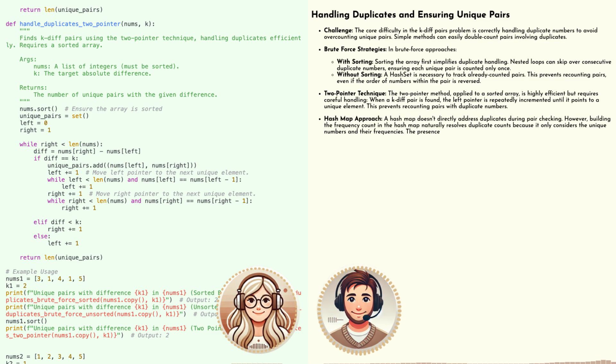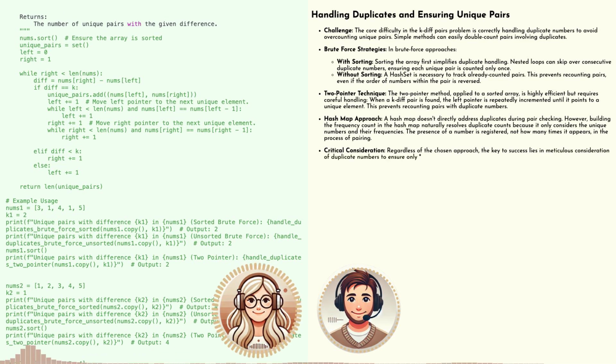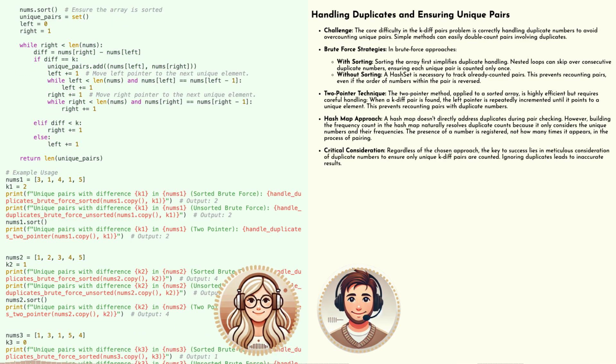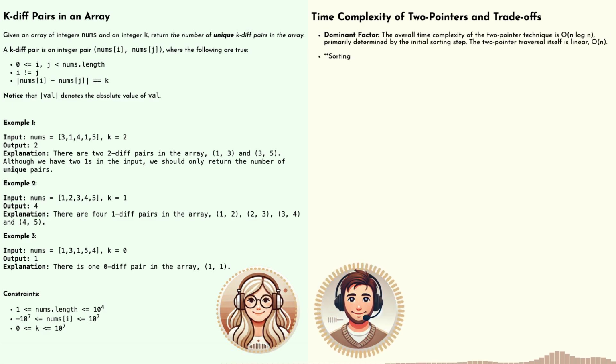We don't want to count the same pair twice. Exactly. So we might have to move one of the pointers a few steps until it lands on a new distinct number. This makes sure that we're only counting each unique pair once. So we're not just randomly checking every combination anymore. We're being strategic with our pointers and zeroing in on the pairs we need.